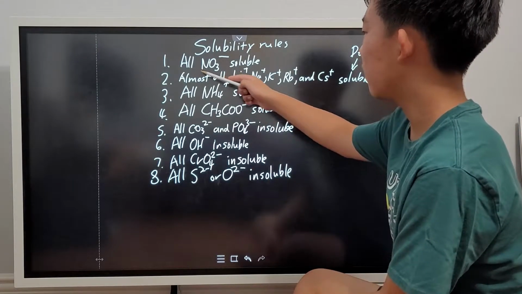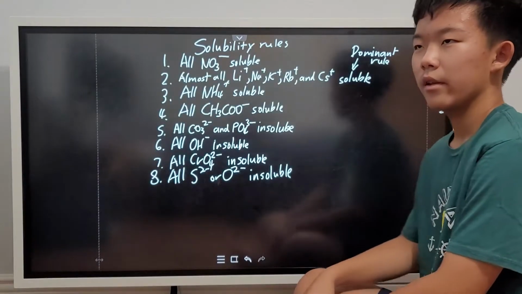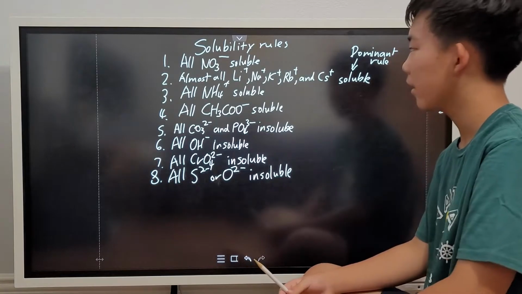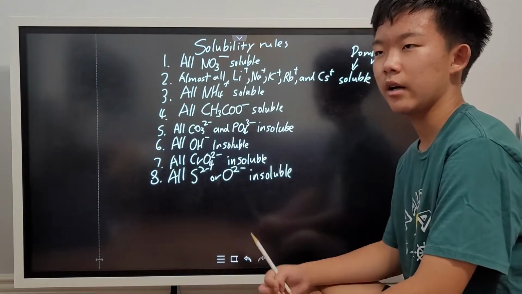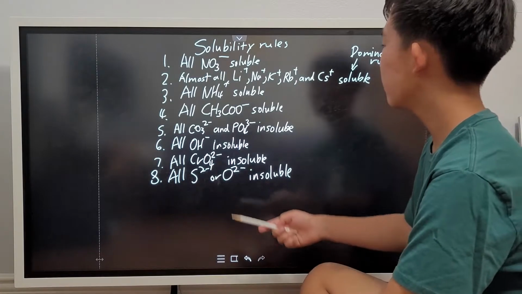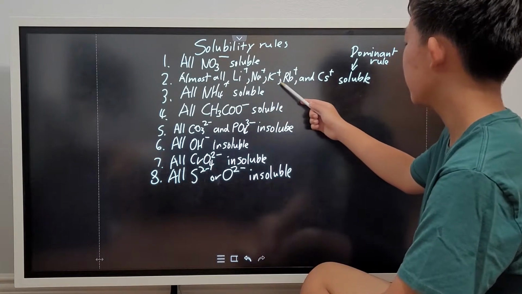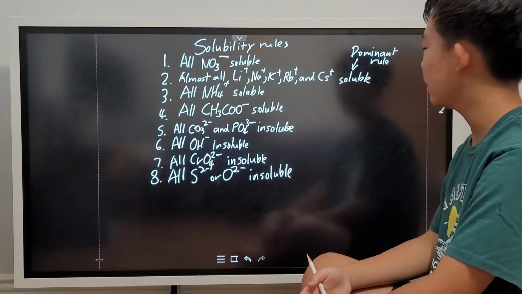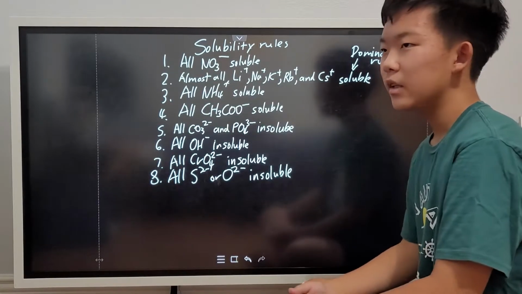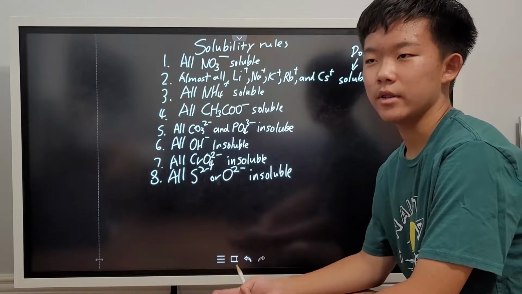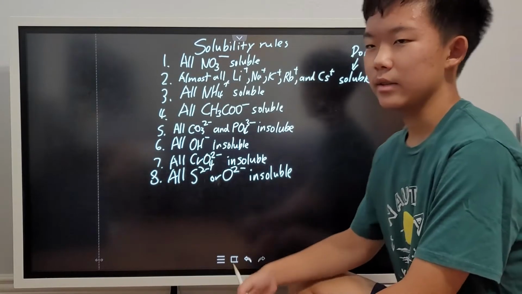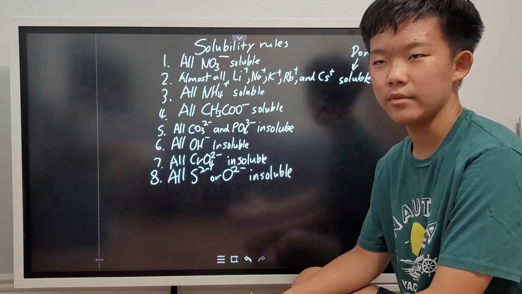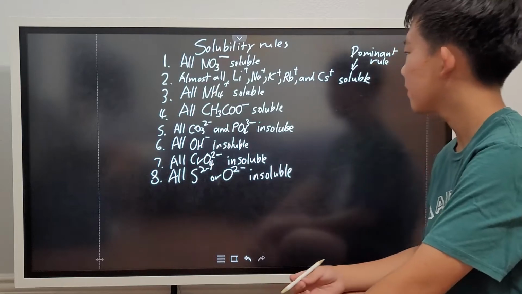The first one is that all nitrate salts are soluble. There are exceptions, but ignore them for now, since they don't really show up until the higher levels of chemistry. Number 2, almost all lithium, sodium, potassium, rubidium, and cesium salts, or basically just any alkali metal salt, is soluble. Even if the counter ion, in other words the anion, is not soluble for most other ions, if an alkali metal ion is present, it will be soluble.